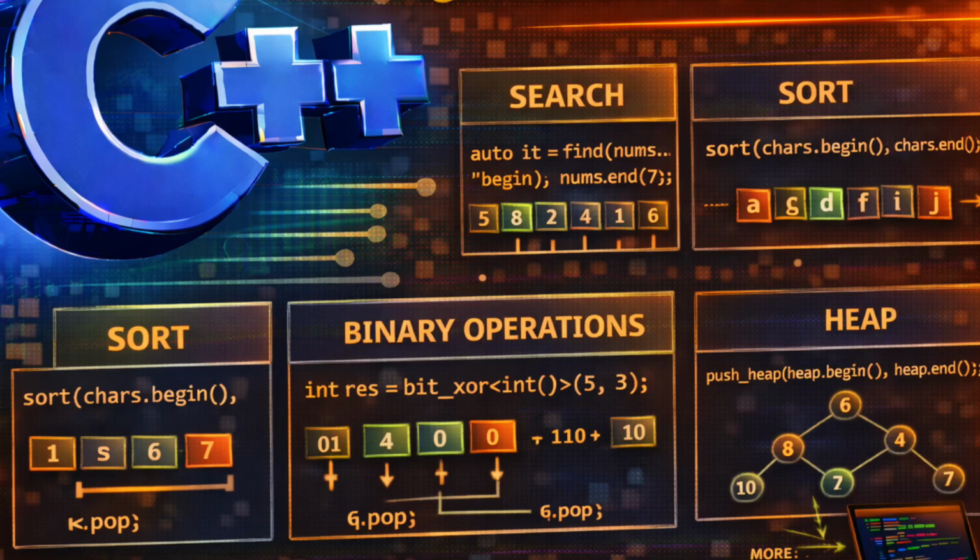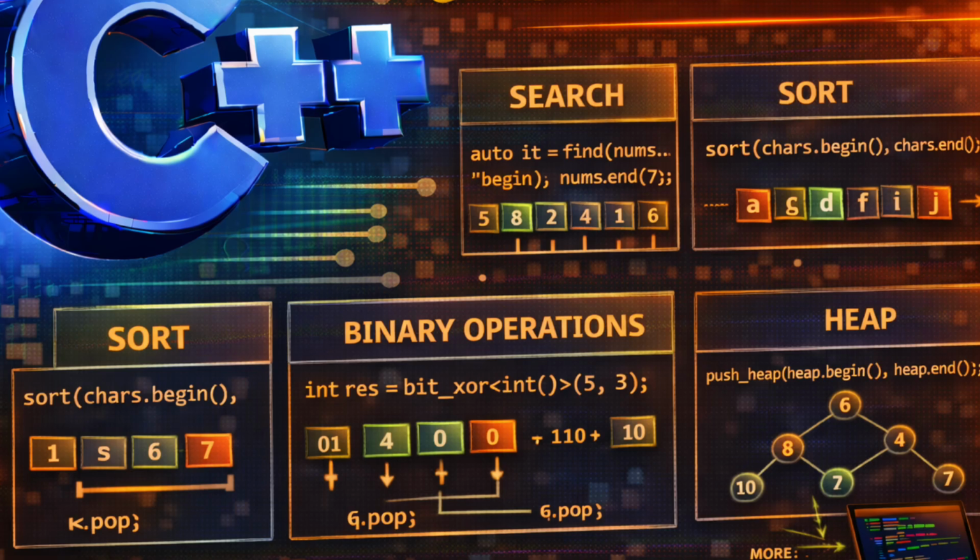Welcome to the deep dive. You're here because you need a high-speed, comprehensive shortcut into one of the most powerful toolkits in software development. I'm talking about the C++ standard library algorithms. We've gone through a stack of sources detailing these essential functions, and our mission today is really to cut through the noise and give you the strategic knowledge you can use.